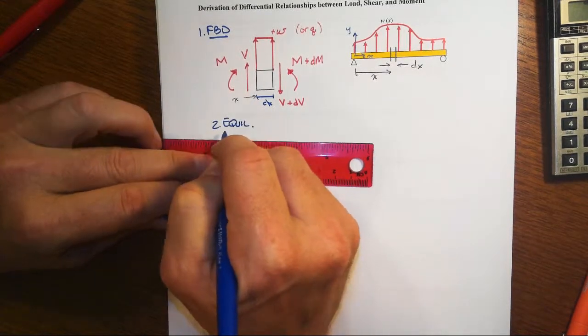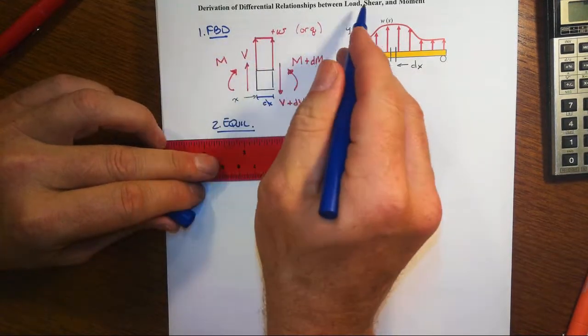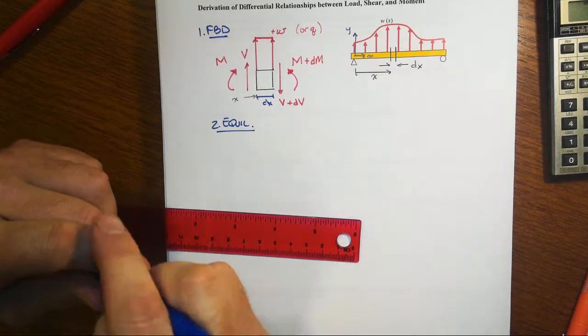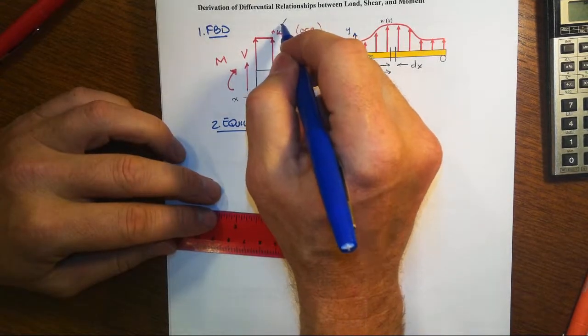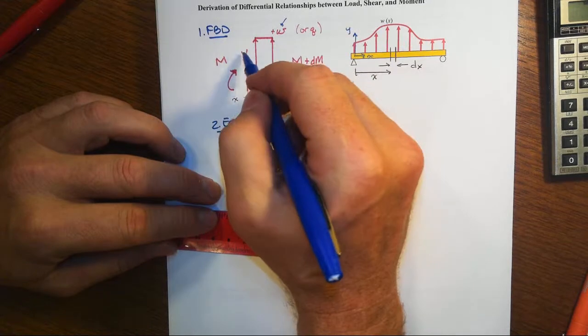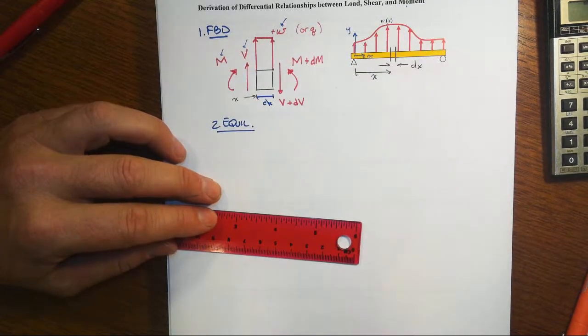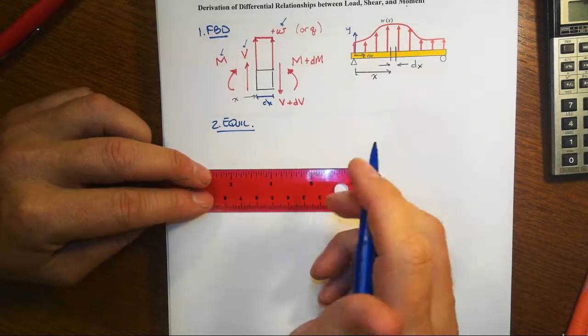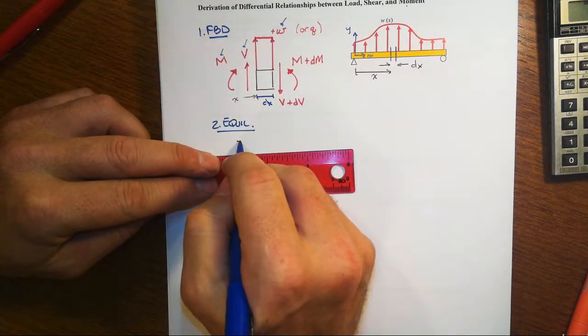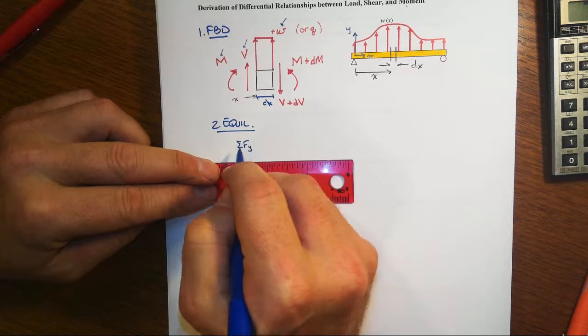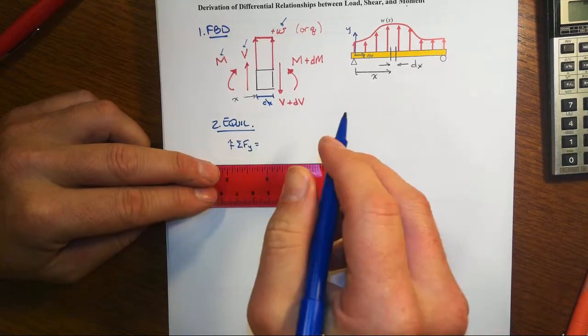And gee, what were we after anyways? Well, differential relationships between the load, that would be the W, the shear, that's V, and the moment, that's M. That's what we're trying to get to here. Right? So let's try this. Let's sum forces in the Y. Let's take upwards positive for the fun of it.